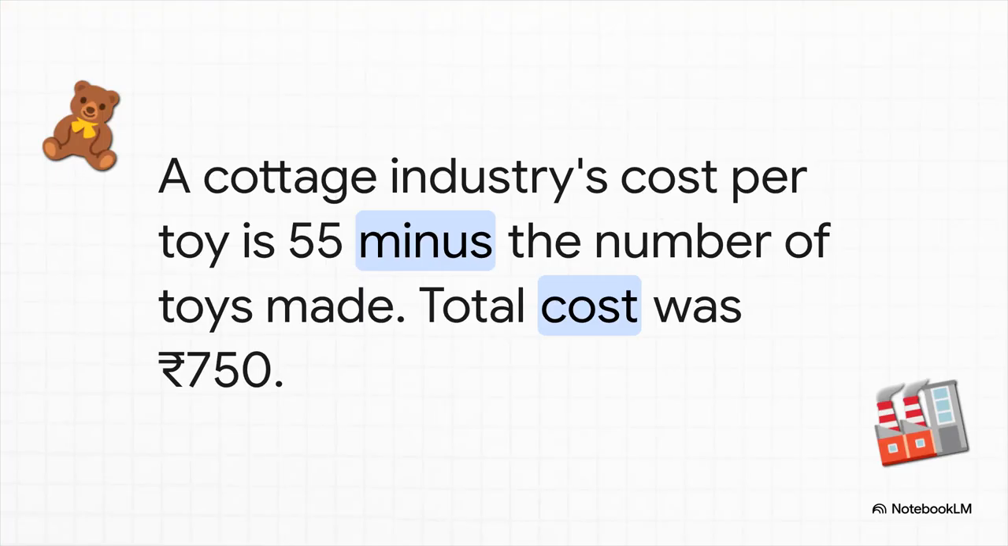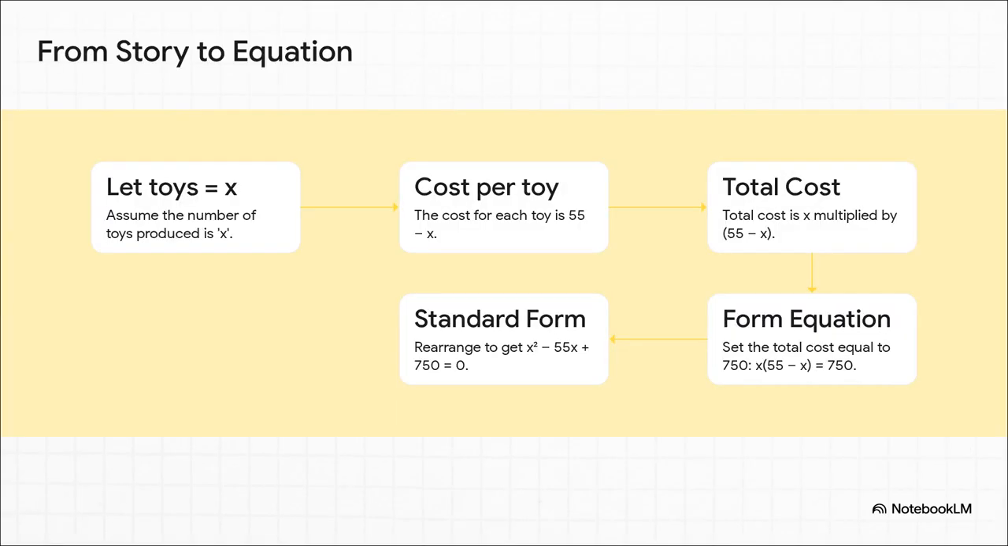So, story time. Imagine there's this small cottage industry, and they make cute little toys. Now, the cost of making just one toy is 55 rupees minus the number of toys they make in a day. A bit of a strange rule, but okay. One day, the total cost for all the toys was 750 rupees. So, what's our mission? To turn this story into a proper equation. And here's how we crack the code step by step.